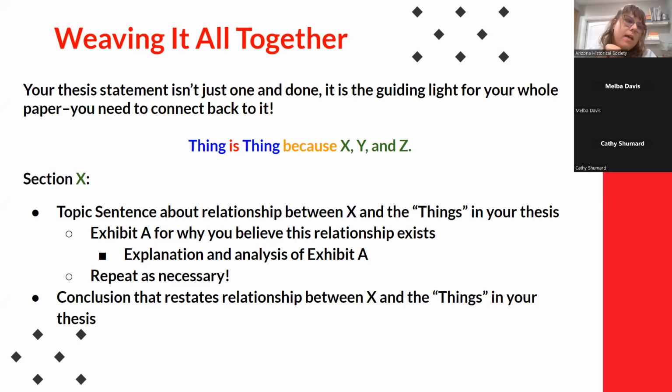That's your thesis statement. The next body paragraph will be about that first piece of evidence. It will be about evidence piece X, right? So your topic sentence is going to be a relationship between X and the two things that you mentioned in your thesis statement. And then you'll have a series of exhibits for that, right? You'll have exhibit A as to why you believe this relationship exists. And then the next sentence will be an explanation and analysis of exhibit A. And you will repeat that as necessary with exhibits B through Z if you need that many. And then, of course, you will have a conclusion that restates the relationship between X and the things in your thesis statement, and then you will move on to Y, and so on and so forth.